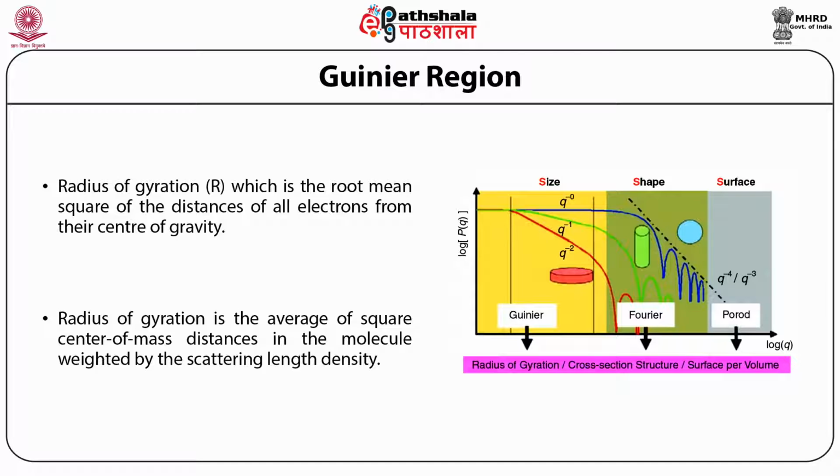Moving on to the Fourier region, the pair distribution function may be determined by an indirect Fourier transformation. It is also a measure of the overall size of the molecule.